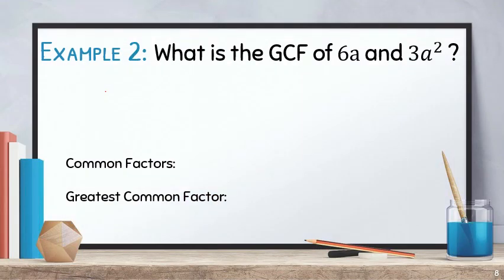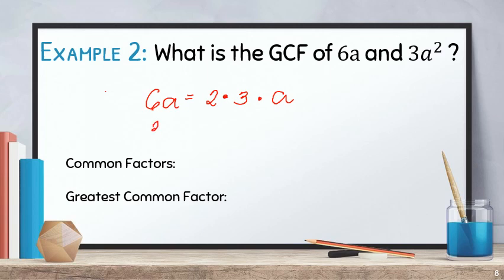Next example. What is the GCF of 6a and 3a squared? Notice that the given already has a variable. So what we are going to do now is find their prime factors. Let's start with 6a. What are the factors of 6a? We have 2 multiplied by 3 multiplied by a. Let us check. 2 times 3 is 6, times a, 6a.